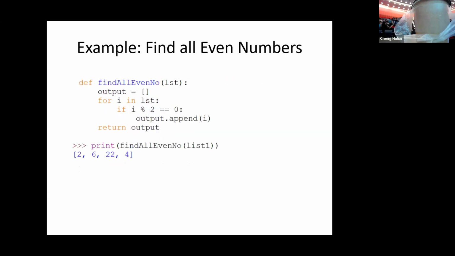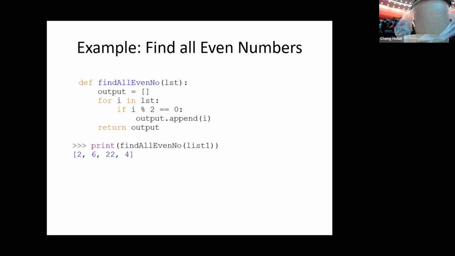For example, this is another function I'll try to demonstrate. If I have a list, I want to output another list in which I filter out all the even numbers. So what do I do? I first create an empty list, and I call it output. Then for every item in the list, if i modulo 2 equals 0, what does that mean? If I divide by 2, the remainder is 0, that means i is divisible by 2. Then if that's true, I append it to the output list.